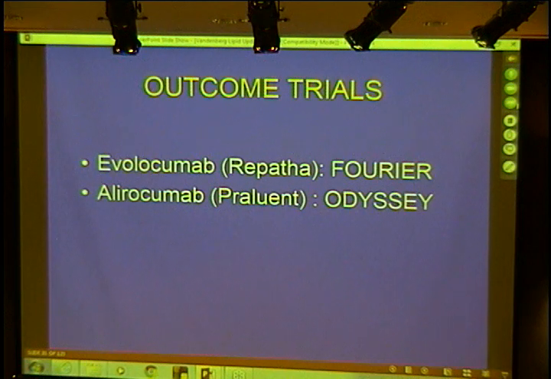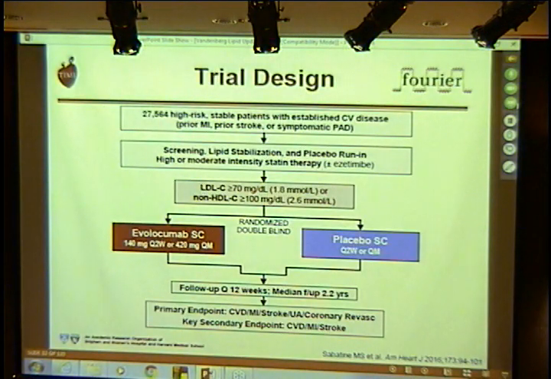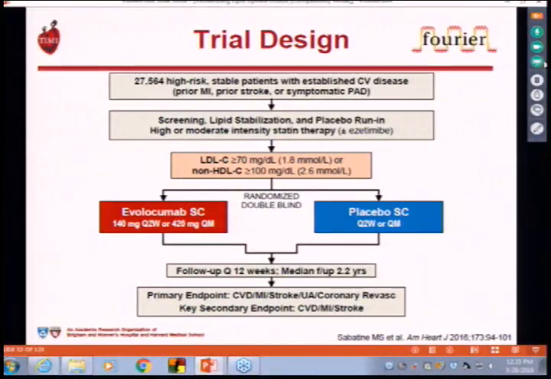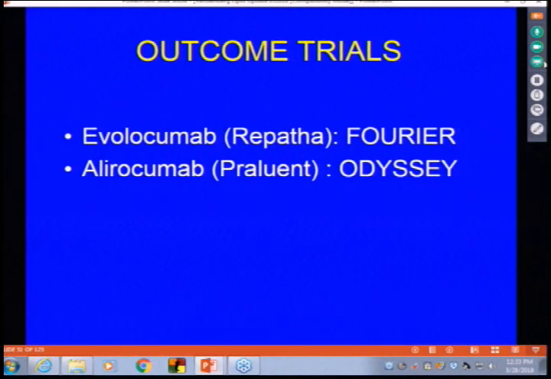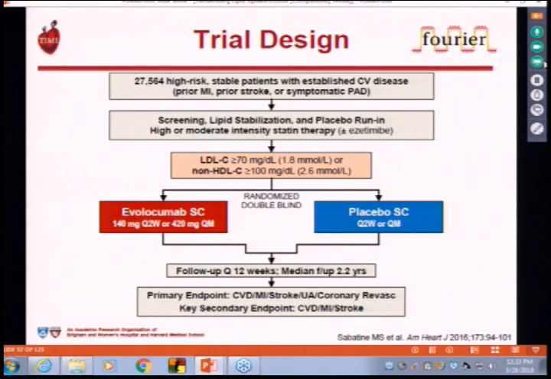And now there are outcome trials, and this is really the new thing in the last year. Both agents do have outcome trials. I think in the interest of time, I won't go into a lot of detail here, but this is the Fourier trial. So these were stable patients. This is the Repatha or the evolocumab trial. These were considered stable patients as opposed to the other trial, the Odyssey trial, patients who had acute coronary syndromes. They were on background statin.